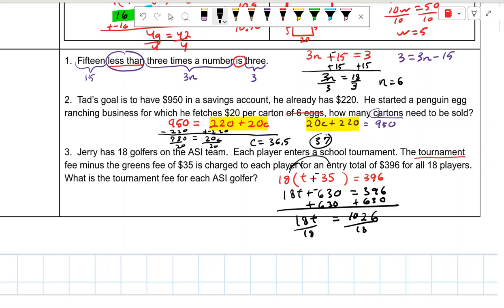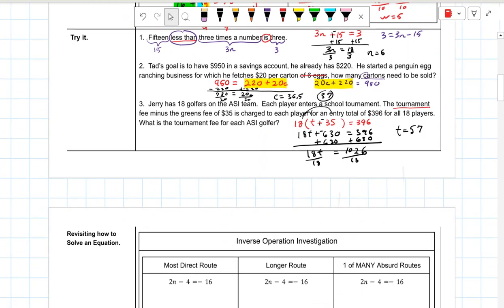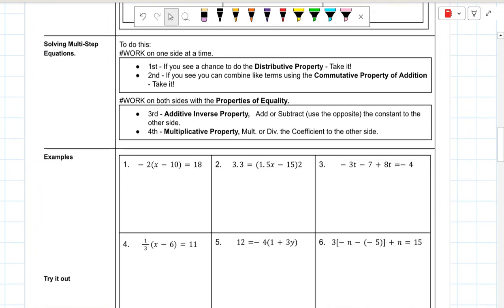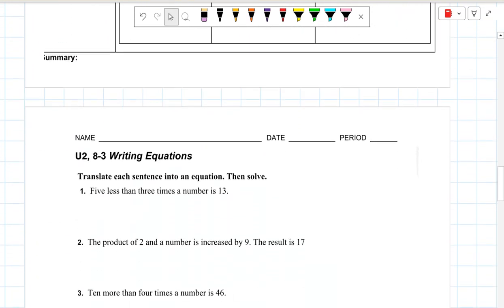And we get 57. So each player's tournament fee is $57. All right. When you flip the notes over, this is going to be 8-4. So we're going to stop here, and we'll go right down to the assignment of 8-3.